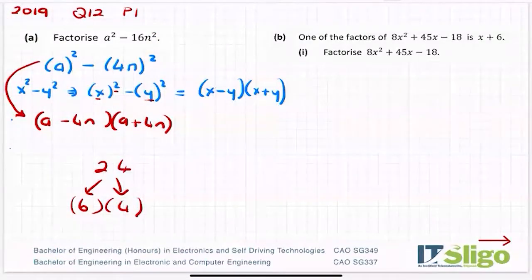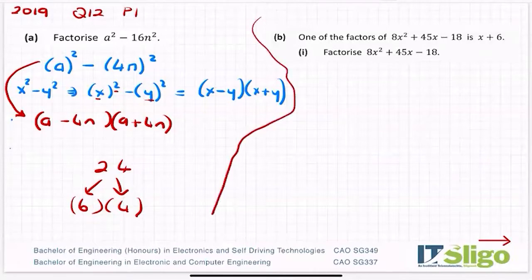Okay. Part B then asked, one of the factors of 8x squared plus 45x minus 18 is x plus 6. Factorize 8x squared plus 45x minus 18. Okay.